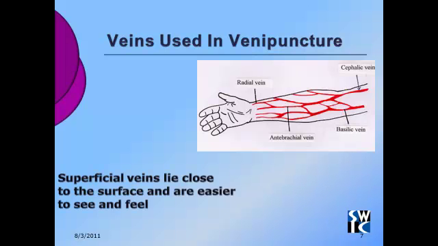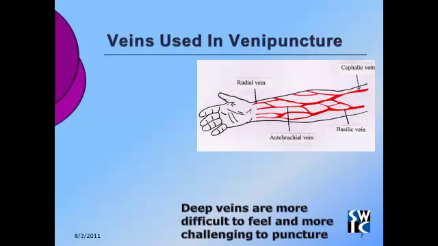There are a number of superficial veins lying close to the surface of the arm. These may be easier to see and to feel. Be careful when sticking them, as they may not be strong enough to support a venipuncture. Many patients have deep veins. These are much more difficult to feel and may be more challenging to puncture.